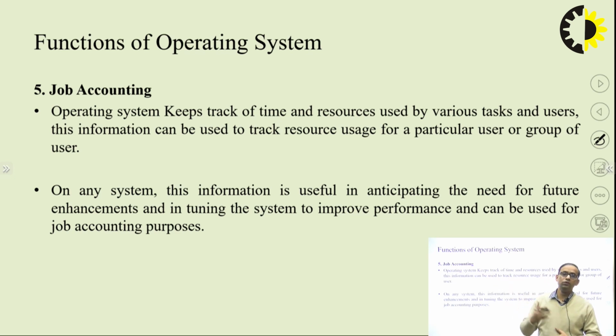In our computer system, there is a module called task manager. Task manager basically corresponds to the job accounting function, where we simply check how many processes are running and what type of resources are being used by those processes. So this is the job accounting function of the operating system.